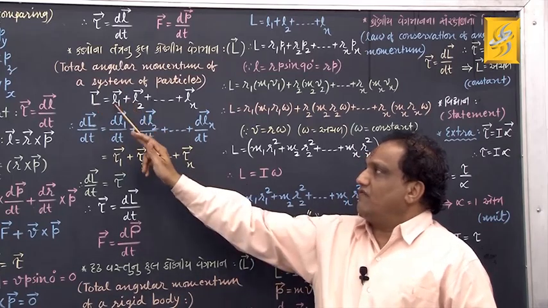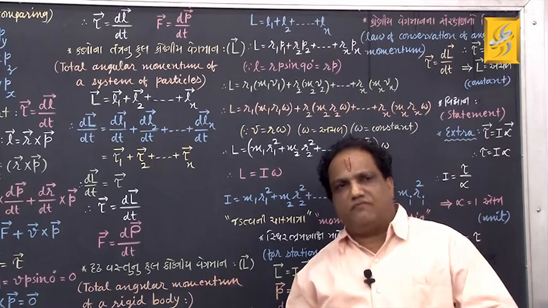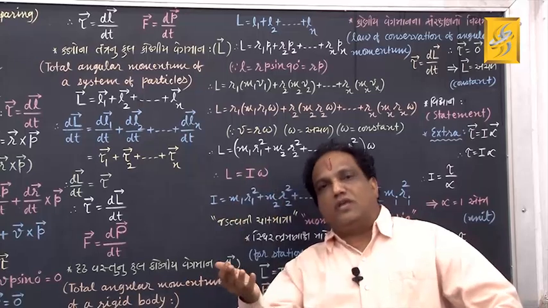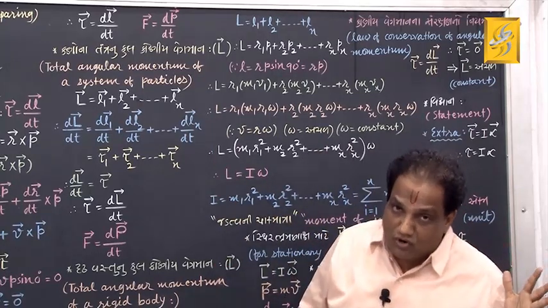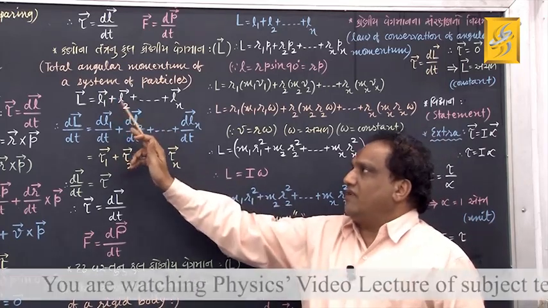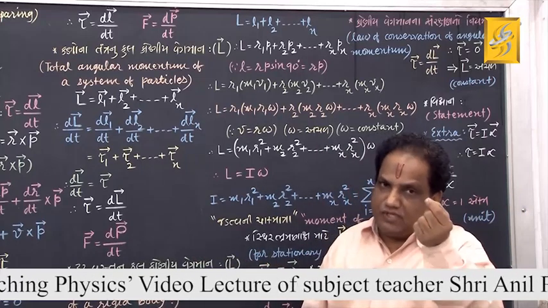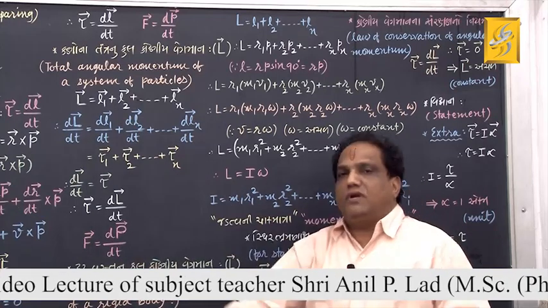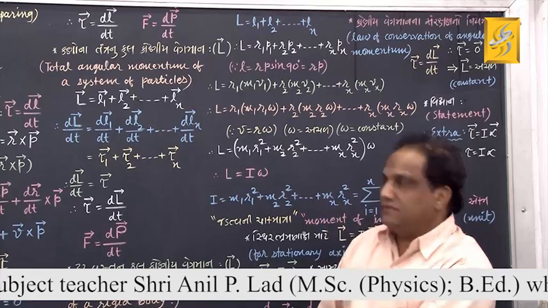Vector addition of angular momenta of all the constituent particles of a given system with respect to a given reference point is called total angular momentum of that whole system with respect to that reference point. I repeat, the vector addition of angular momenta of all the constituent particles of a given system with respect to a given reference point is called total angular momentum of that whole system with respect to that reference point.